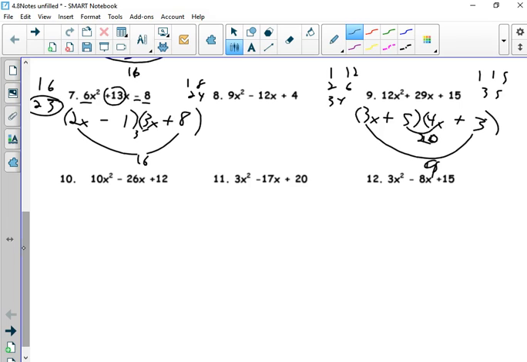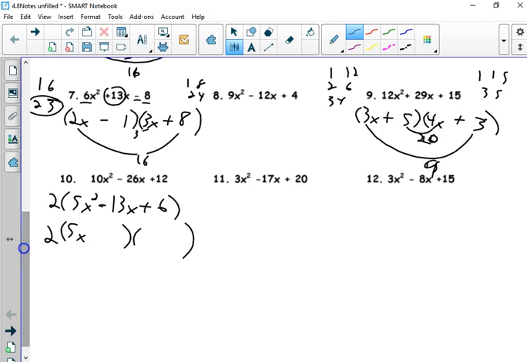Let's do number 10. Now, with this one, they're all even. So I can take a 2 out, which is nice. Which brings this, see, the thing is, when you take a 2 out, instead of factoring 10, you're factoring 5. Instead of factoring 12, you're factoring 6. Less work. So 5x squared, hey, that's a prime number. Minus 13x plus 6. Much easier to do. Don't forget this 2.